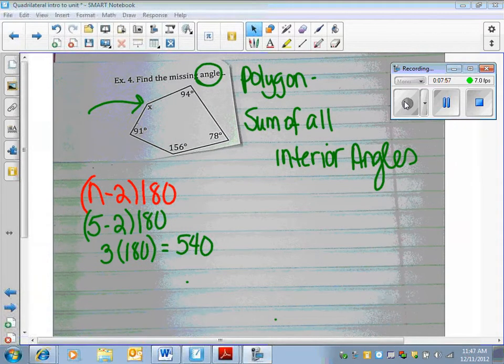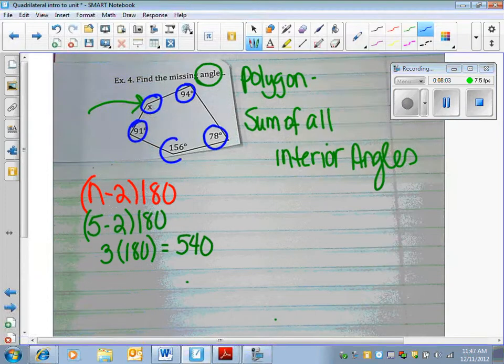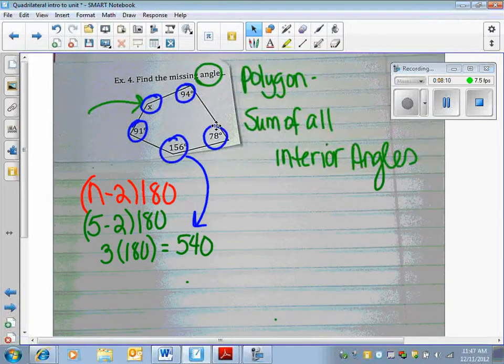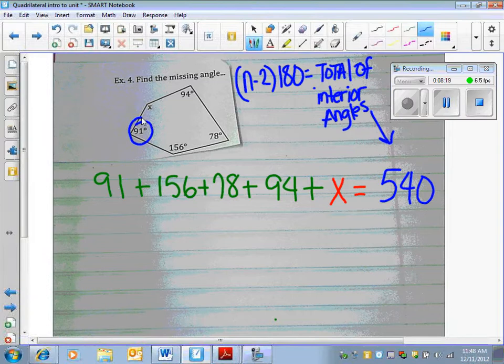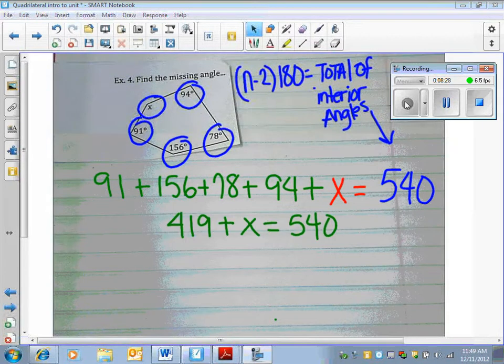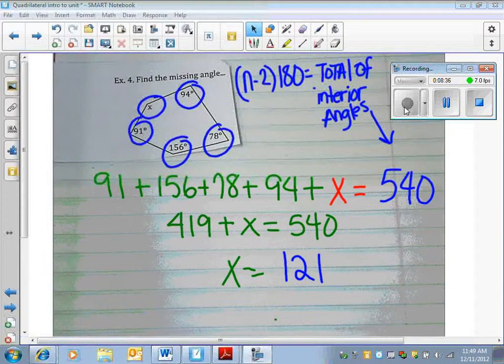So what I know is that all the angles inside of this figure should all total 540. How do I put that into a mathematical equation? Well, you guessed it. I set this up and I say 91 plus 156 plus 78 plus 94 plus x is equal to 540. 419 plus x equals 540. Subtract 419 from both sides and we find out the missing angle is 121 degrees. Looks like it's obtuse to me.